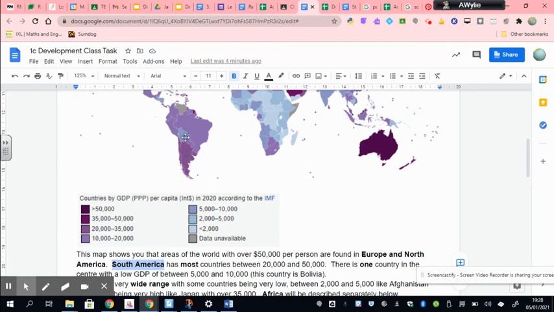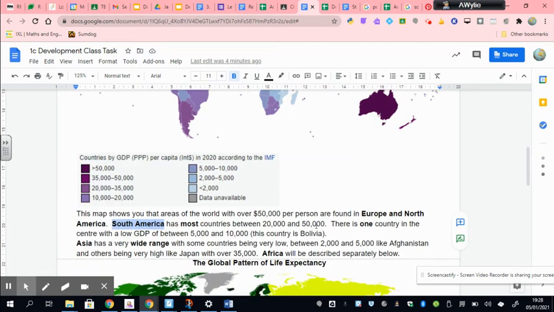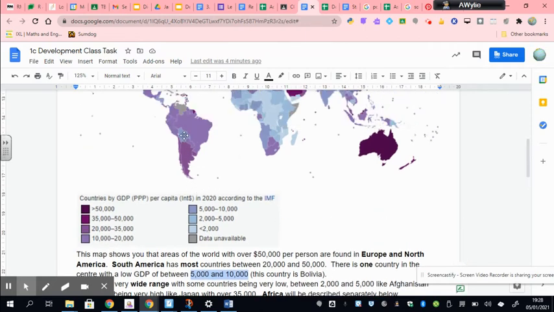But there is one exception in the middle. So I've pointed that out in my description. I have said there is one country in the center with a low GDP. And because it's that light blue color, it's between 5 to 10,000. Now, I just happen to know that's Bolivia. If you didn't know that this country here was Bolivia, then you could quite accurately just say that it was in the center of South America, and that would be a true statement. Okay?